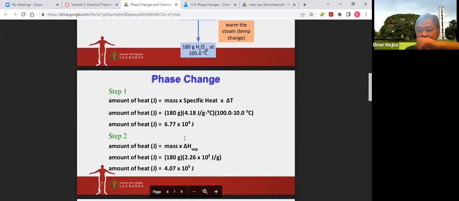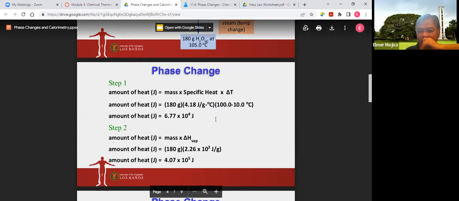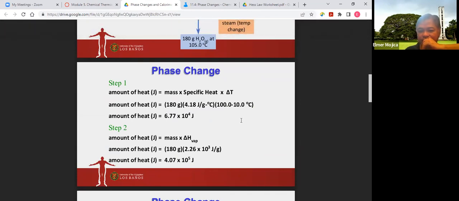So if you're going to look at the step here, so mass times specific heat times delta T, so ilalagay ko yung value doon, and this is what you get. Now, in the second step, since yung heat of vaporization given siya in mass, so we can just multiply it with 180 mass. So if it's given in moles, kung given ka ng mass, i-convert mo yun sa moles.